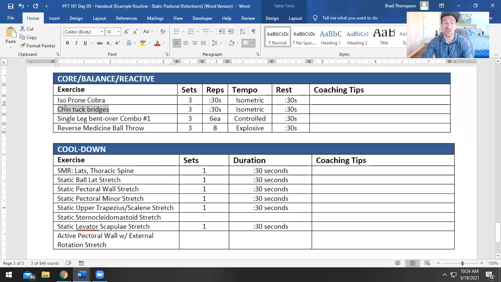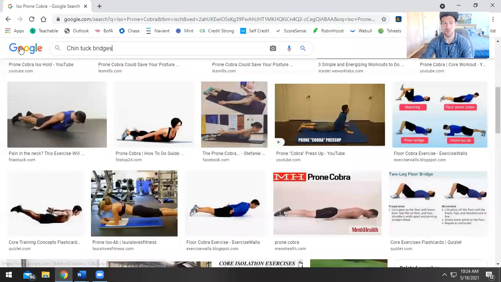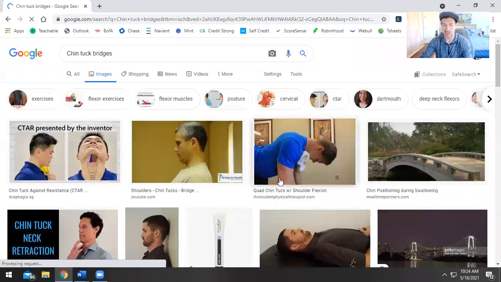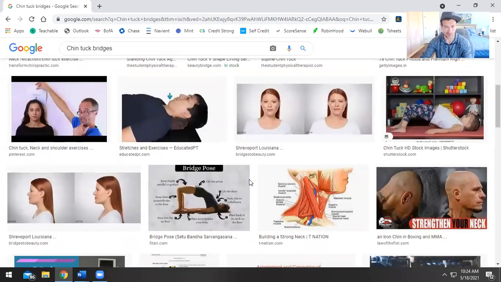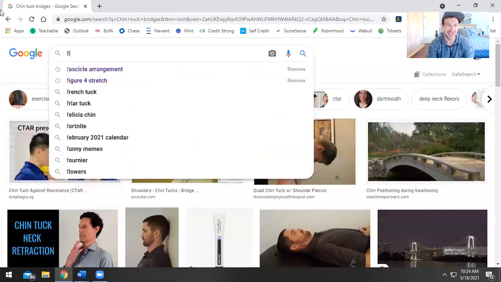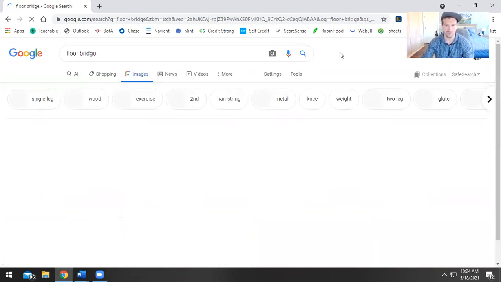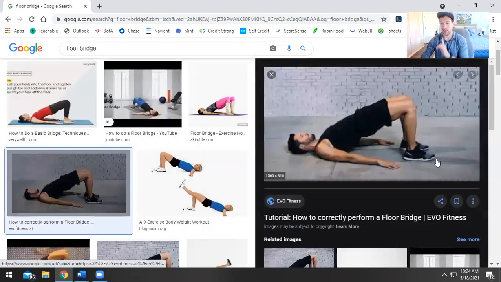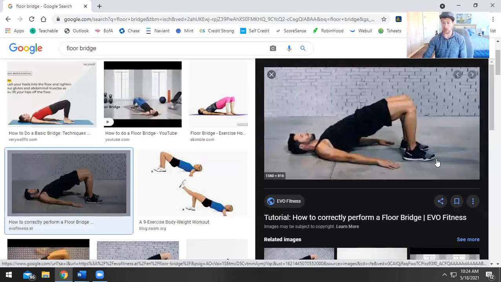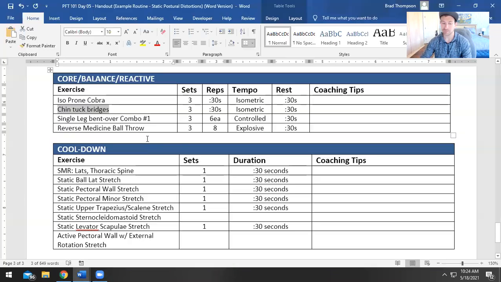Then we've got chin tuck bridges, which is really nothing more than a regular floor bridge, except that you are going to encourage your client to tuck their chin more. A lot of times what I'll use is I'll take a tennis ball and put it under my client's chin and have them hold that there while they are doing their floor bridges. The bridge is more of a glute exercise, but that little chin tuck activates those deep cervical flexors we were talking about.